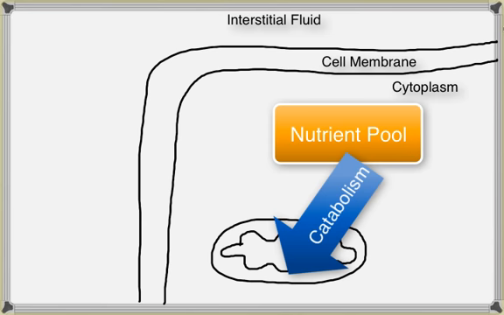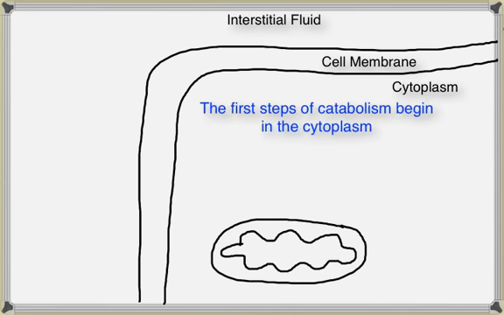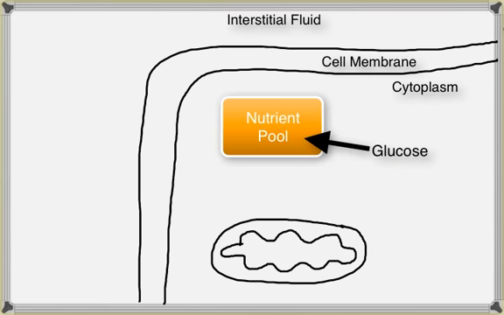Catabolism is the process of breaking down these organic substances. This process releases energy that can be used to synthesize ATP. In general, the first steps occur in the cytoplasm, where larger organic molecules like glycogen are broken down into smaller organic molecules like glucose. These smaller organic molecules can then join the nutrient pool.